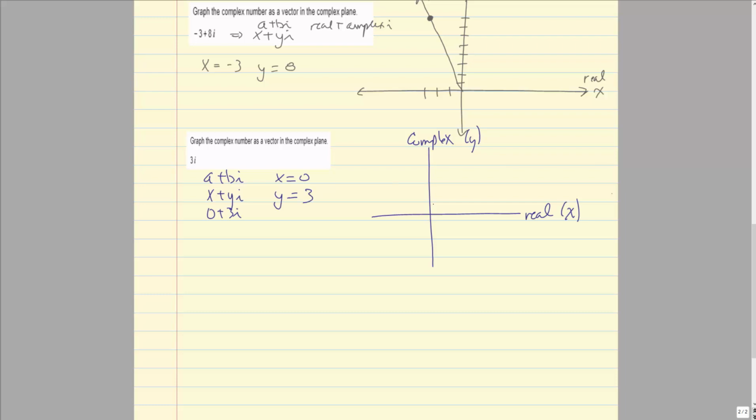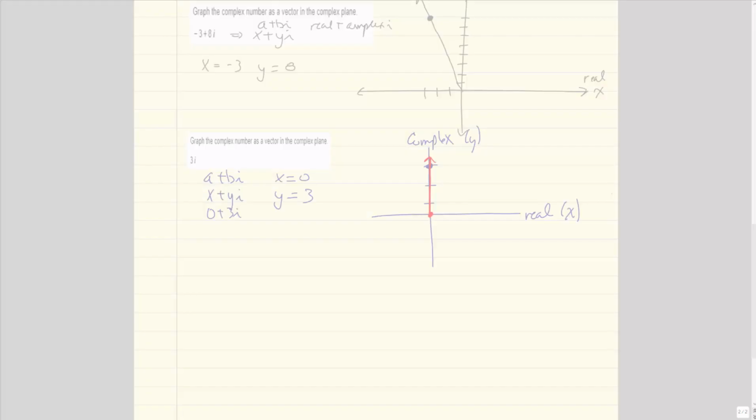So the point 0, 3 would be right here on the vertical axis. So starting at the origin, going through would be this red line right here. So this would be the value that I would be looking for, or the vector that I'd be looking for when I graph 3i. Next, let's go ahead and look at converting. Now again, knowledge of the unit circle is going to be very important here. If you don't know your unit circle, these will be very difficult.